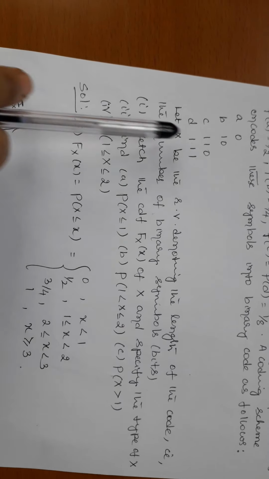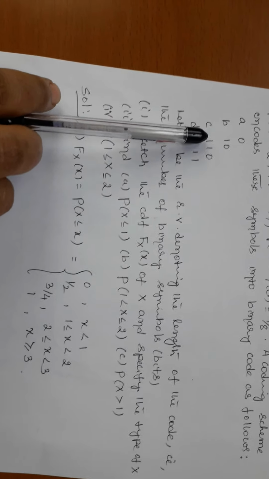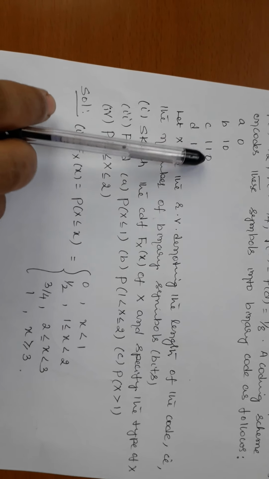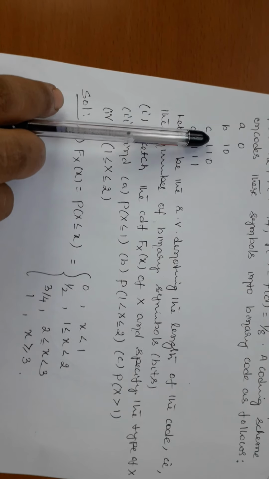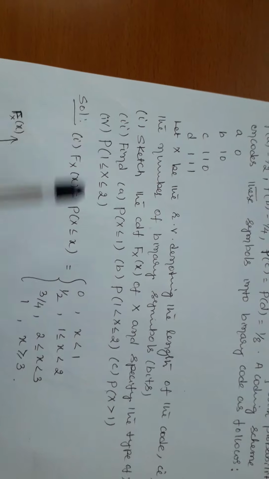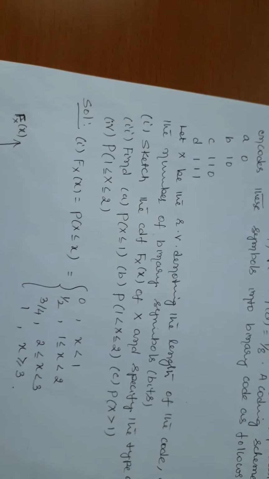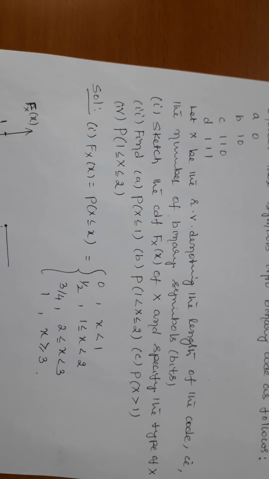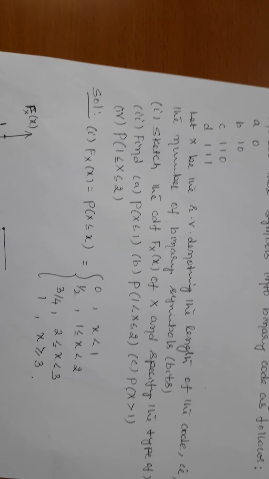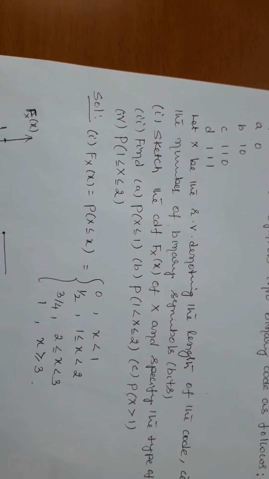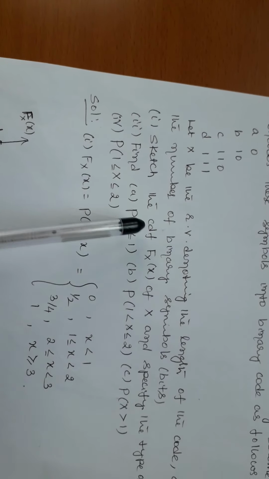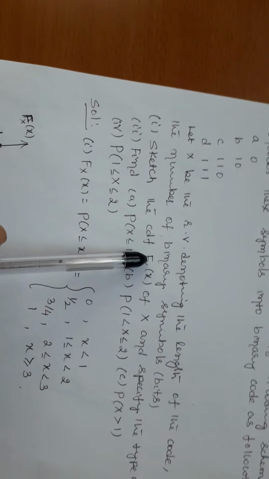Please try to understand: x greater than or equal to 2, where x is the number of binary bits, until less than 3, up to this. Up to this means 0 plus half plus 1 by 4, which is 3 by 4. The next is greater than or equal to 3. Greater than or equal to 3 means x is equal to 3. After the 3, what does greater than or equal to 3 mean actually?